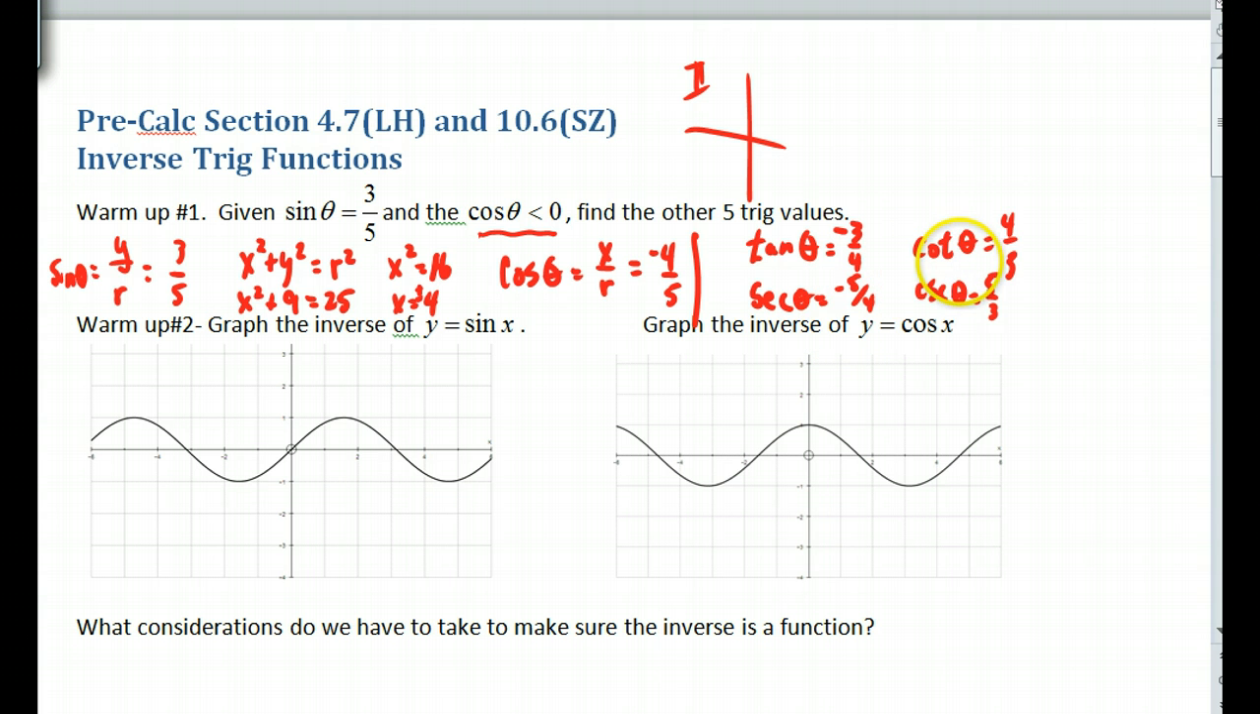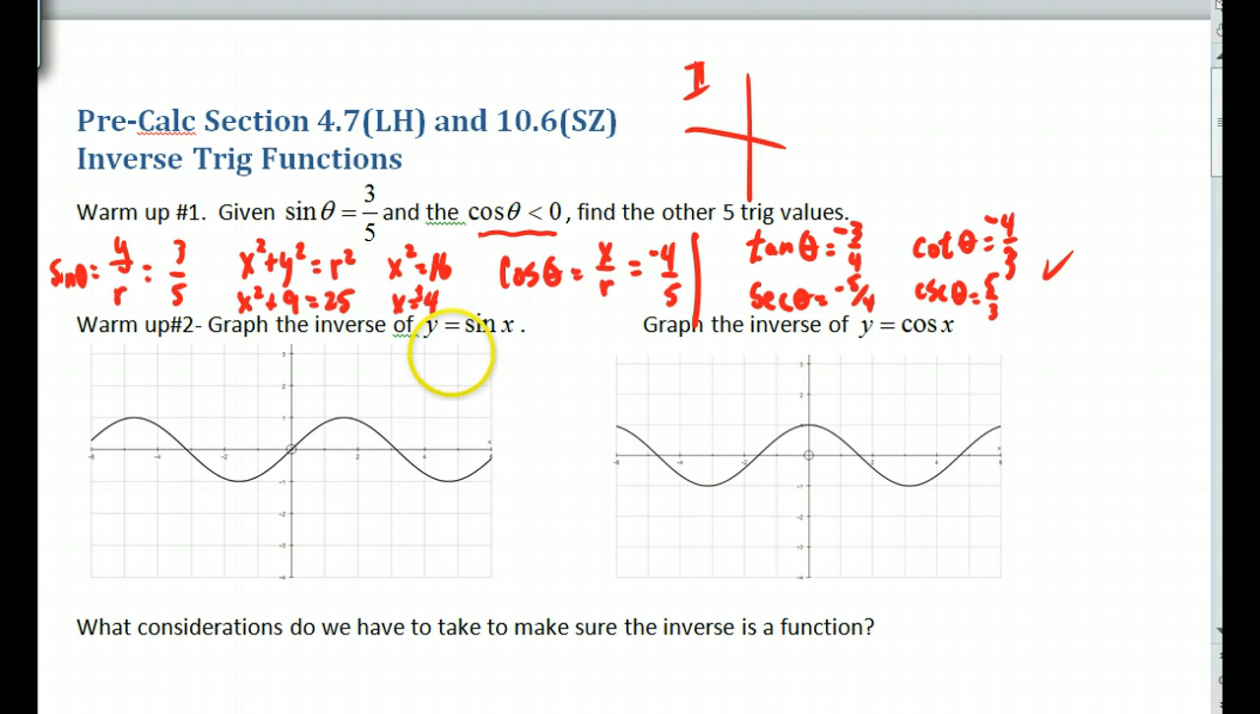And then the cotangent would also be negative, and that would be negative 4 over 3. And then the secant is 1 over the cosine, so it's negative 5 over 4, and the cosecant is 5 over 3. There you go. Those are your 6 trig values, which includes that one.